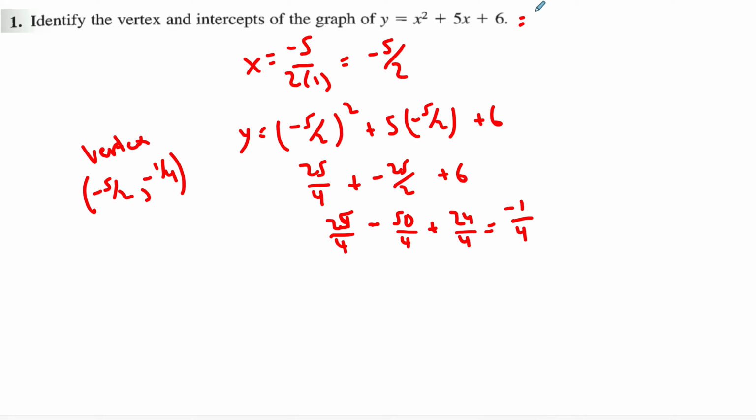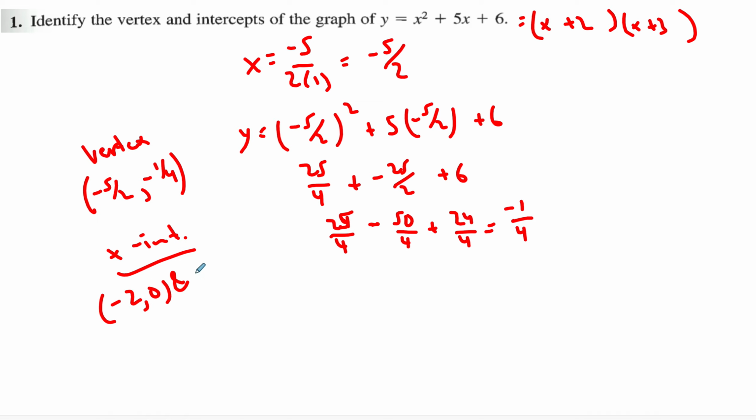Now the zeros, or they call them x-intercepts, same thing, right? What times what is 6, but adds together to get 5? Plus 2, and plus 3. So the x-intercepts are at -2 and -3, so -2, 0, and, because technically they're fishing for coordinates here, -3, 0.